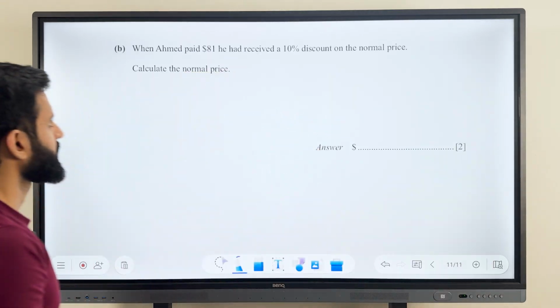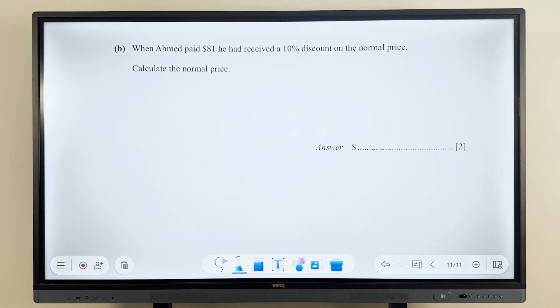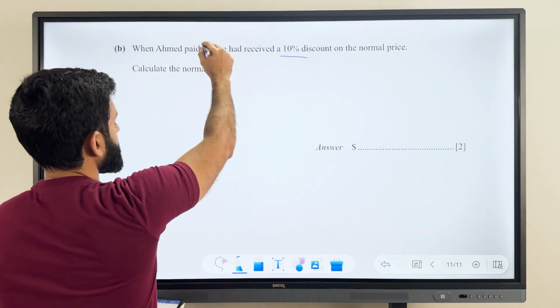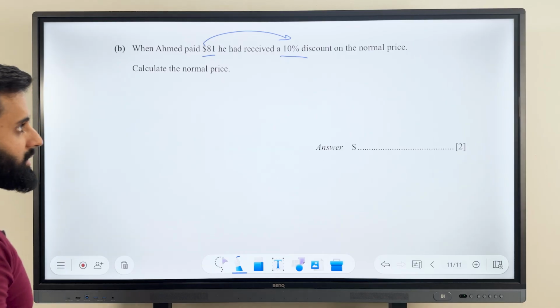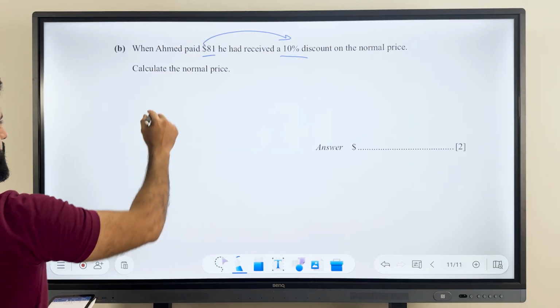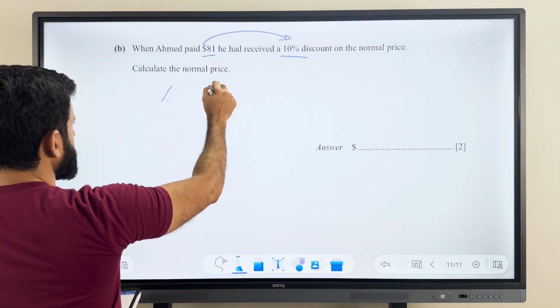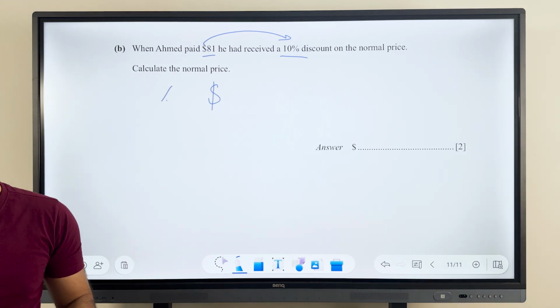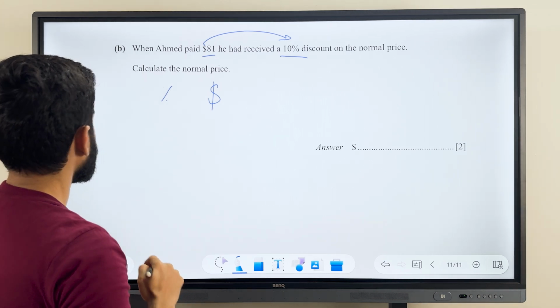Now, last question. When Ahmed paid $81, he received a 10% discount on the normal price. So that means this is already the discounted price. And what are we supposed to do? We're supposed to calculate the normal price. So questions like these, and the ones where you're given the value towards the end, are called reverse percentages questions. So here's what we're going to do.